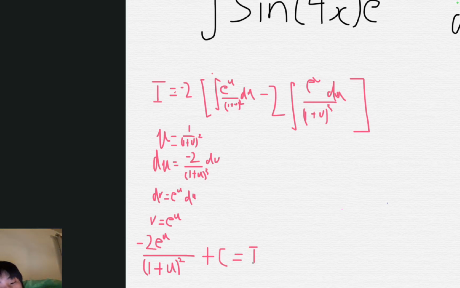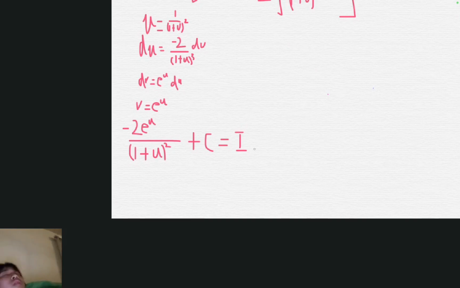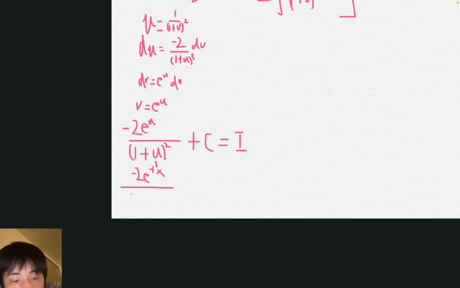And you know what I equals? I equals this, and if you plug back in u, u equals tan squared x, so it's negative 2 e to the tan squared x over 1 plus tan squared x.